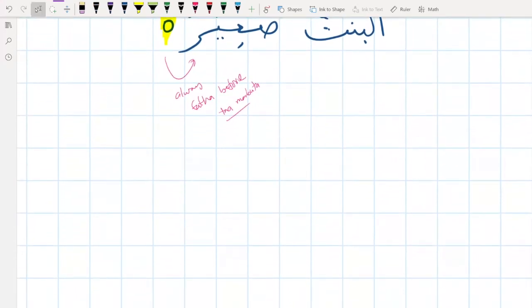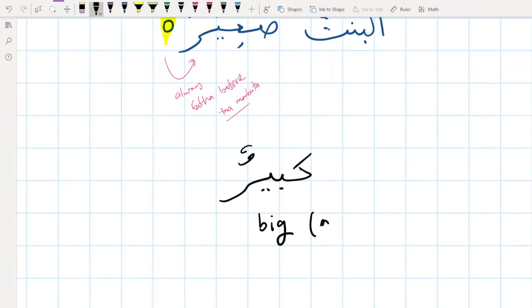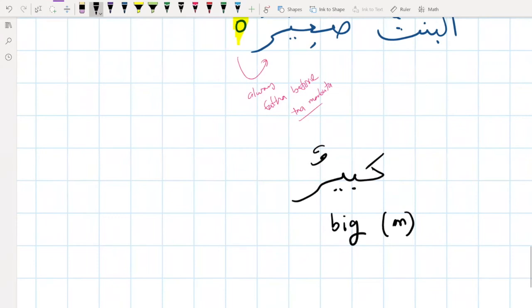So how do we say, let's say, kabirun? Kabirun is what? Big. And how do we make this one into a feminine adjective? This is a masculine adjective. Any idea? Anyone want to try writing it? Kabirun.